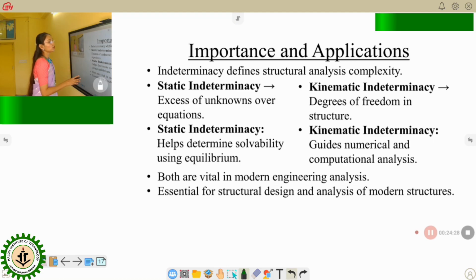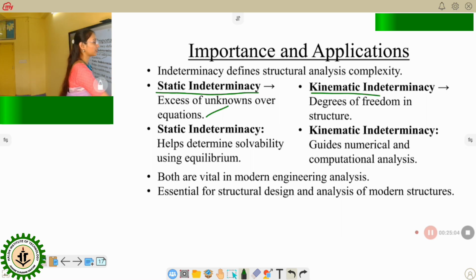Okay. Now the main part is why do we study this? What is the need of this study and what are the applications? The indeterminacy mainly defines the structural analysis complexity. How complex is the structure, or how easily it can be solved, or how complex a process we need to use to solve the structural component, their reactions and their degrees of freedom. Okay. So static indeterminacy is based on unknown over equation, that is unknown forces over the equilibrium equation available, and how many extra unknowns we need to solve. Whereas kinematic indeterminacy is dependent on the degree of freedom in the structures.